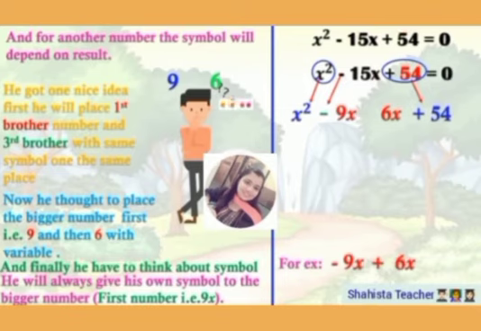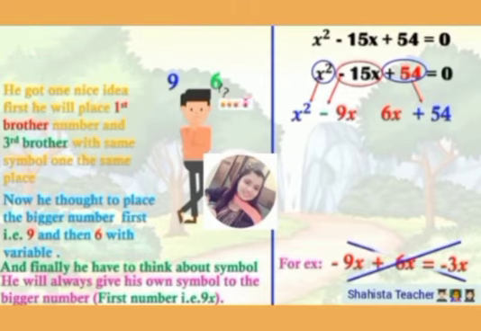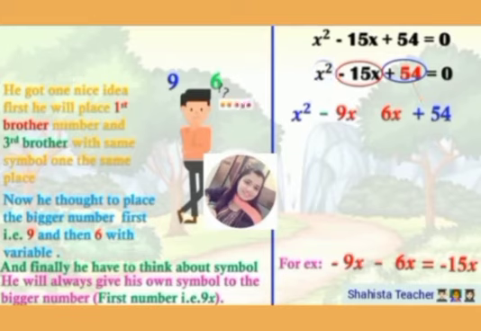So here let's check an example. Minus 9x plus 6x gives us minus 3x, because minus into plus gives us minus. So minus 3, we don't want minus 3, we want minus 15. So here minus 9x and minus 6x gives us minus 15x. Is that clear? That means we will apply this operation here, minus 9x and minus 6x. Here you can see this minus green color sign. So x square minus 6x minus 9x plus 54 is equal to 0.